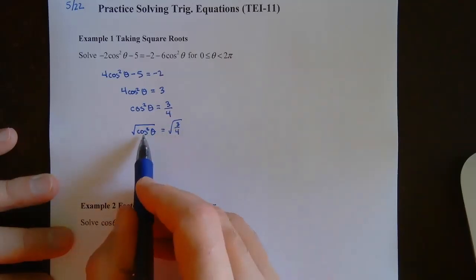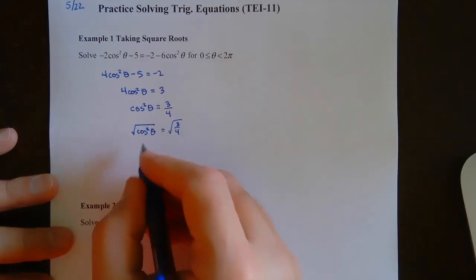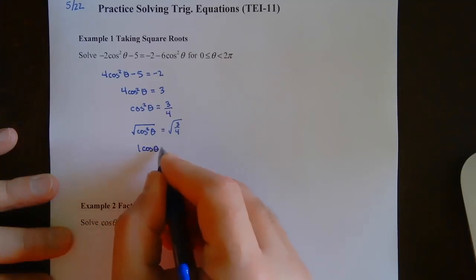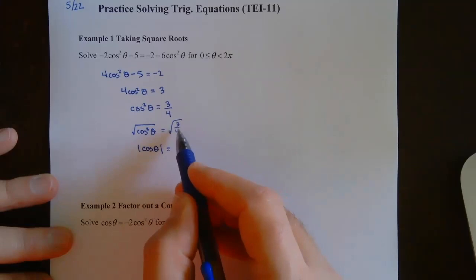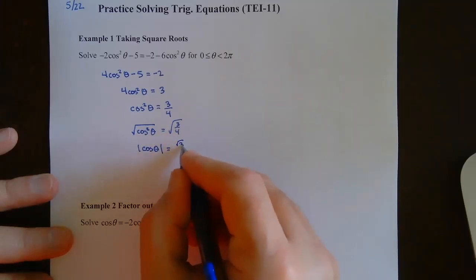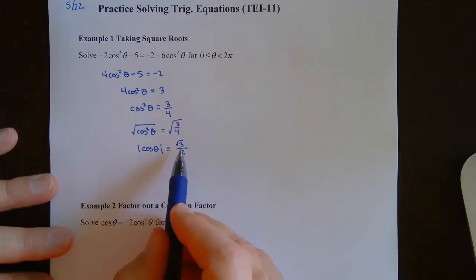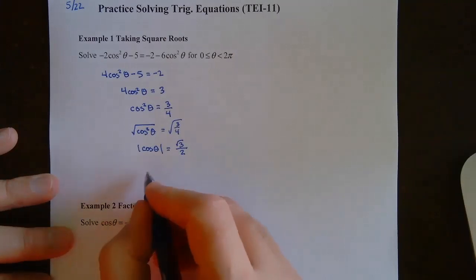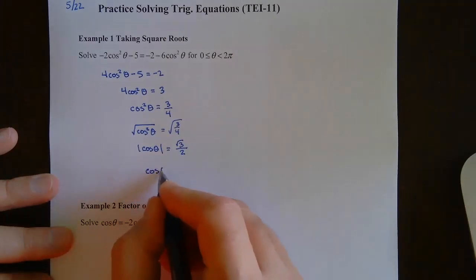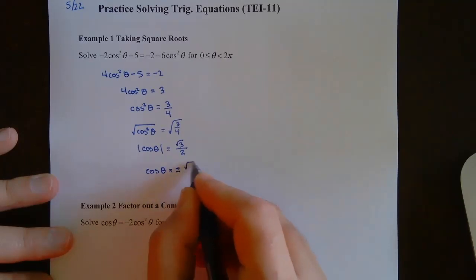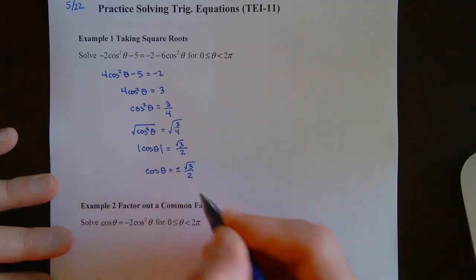Okay, so this gives me the absolute value of cosine theta is equal to, and then this would be the square root of 3 over 2. Okay, and because it's the absolute value, this could either be positive or negative, okay? So we have cosine theta is equal to plus or minus the square root of 3 over 2.